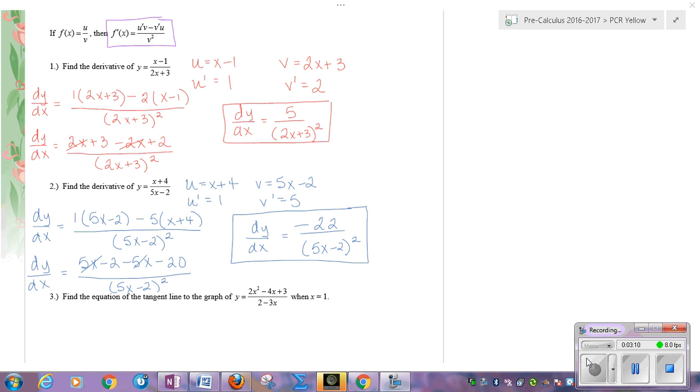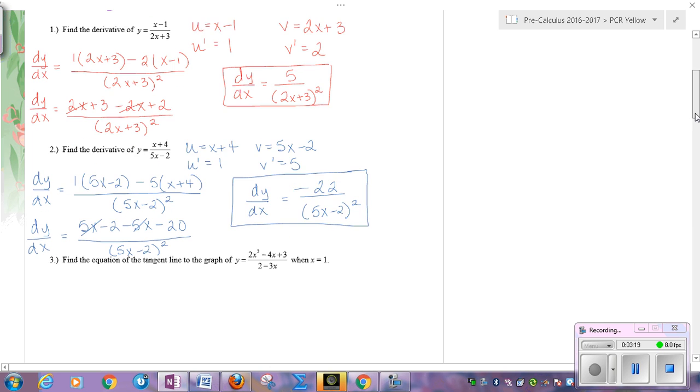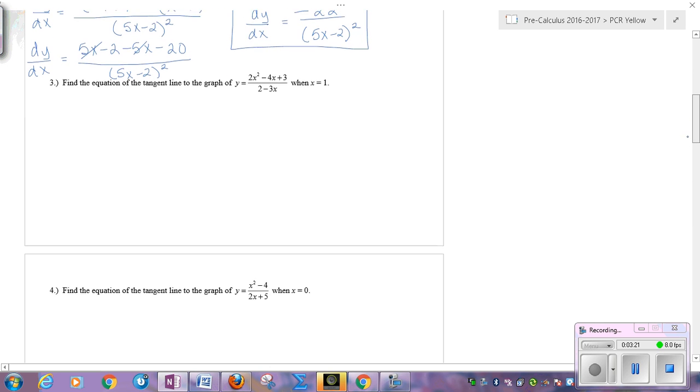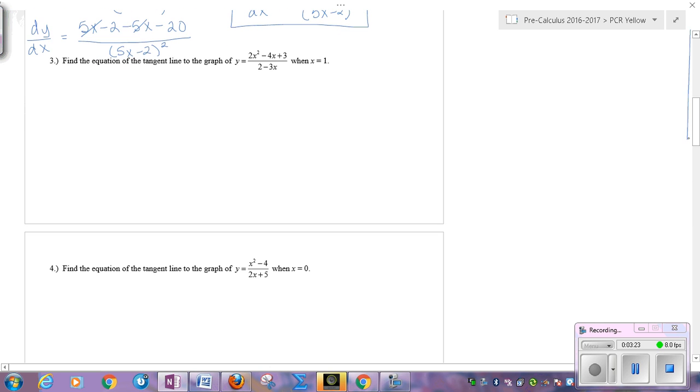So now we're going to bring back some of the stuff that we've already talked about. We've already talked about writing the equation of a tangent line to a given function. Okay, so if you take a look at number 3, it says find the equation of the tangent line to the graph of y equals 2x squared minus 4x plus 3 over 2 minus 3x when x is equal to 1.